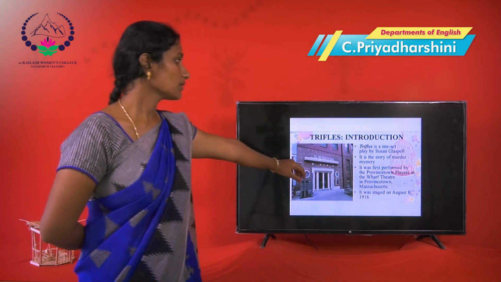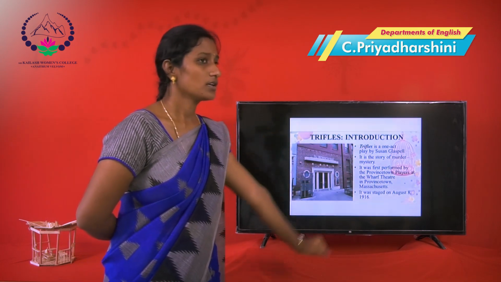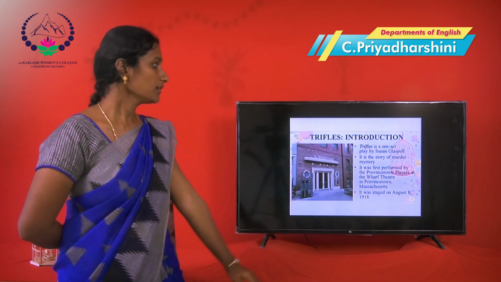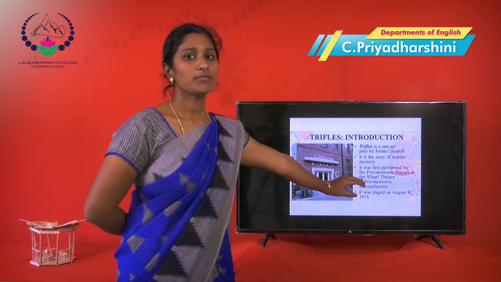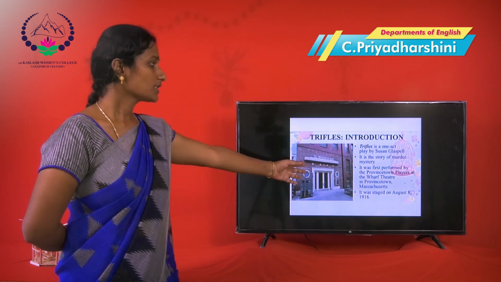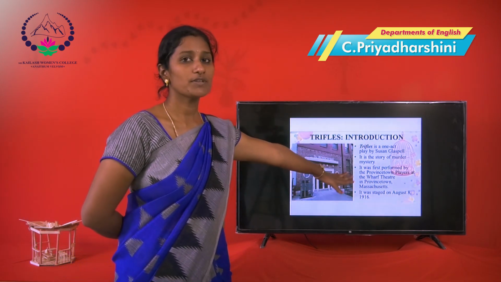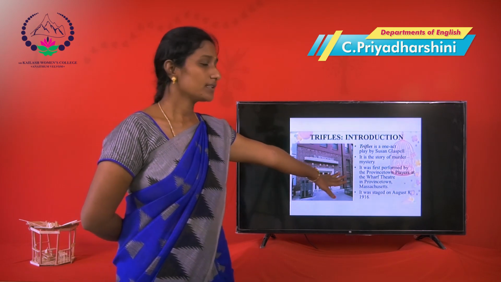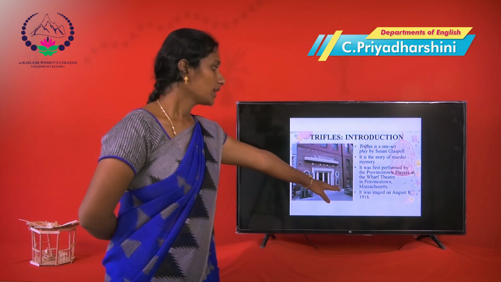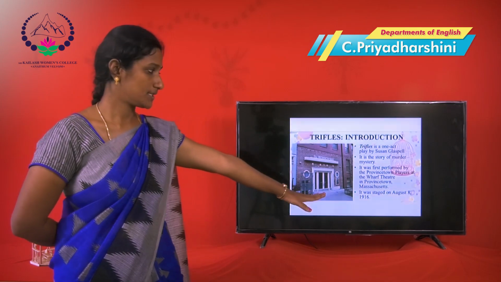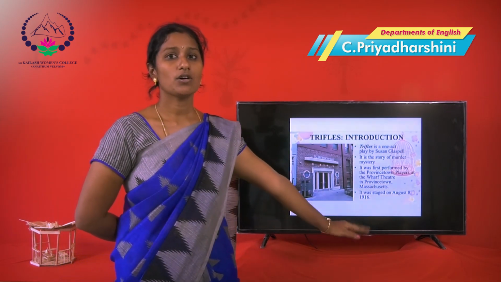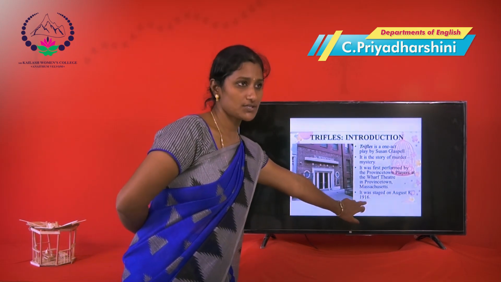Next we see the Trifles introduction. Trifles is a one-act play. It is the story of a murder mystery. It was first performed by the Provincetown Players at the Wharf Theatre in Provincetown, Massachusetts. It was staged on August 8, 1916.